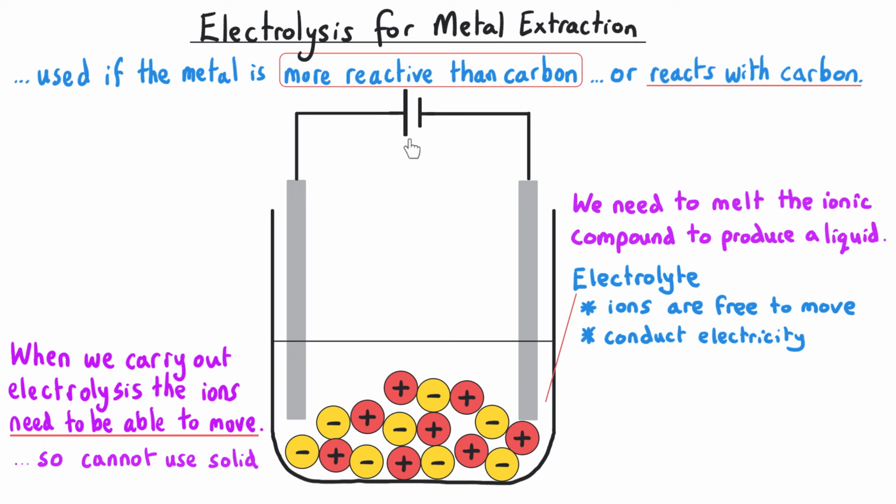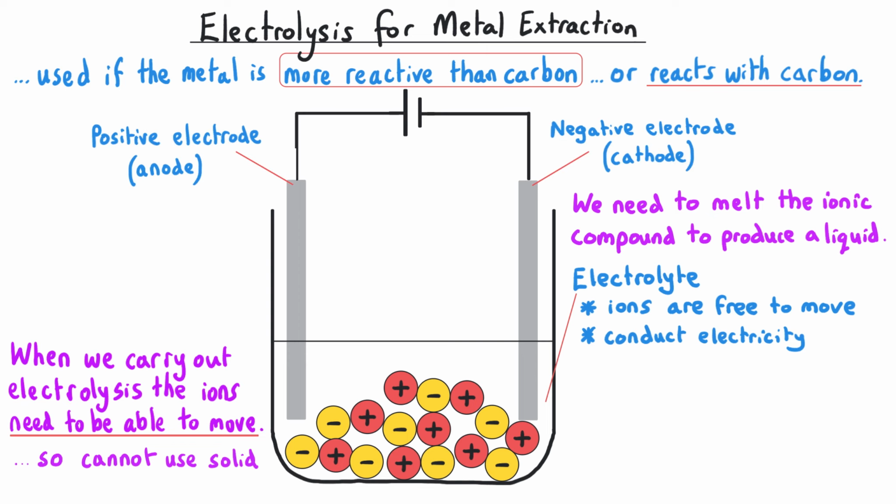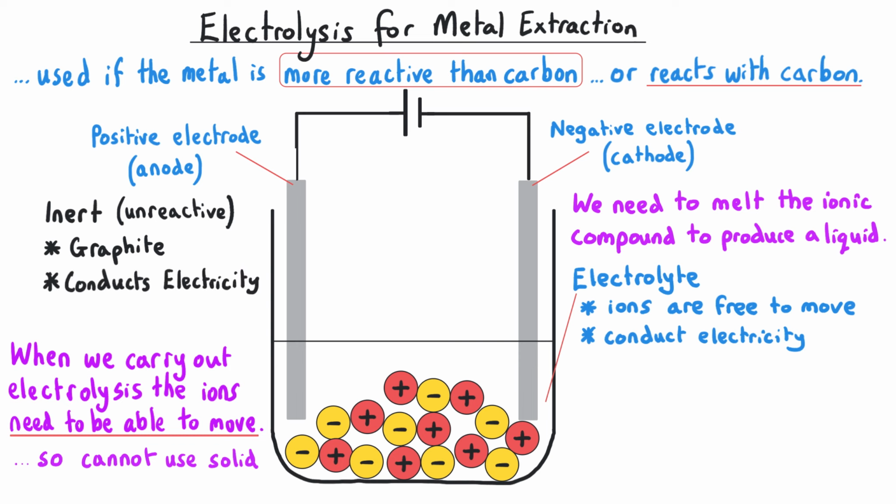And so when the power supply is turned on, the cell or the battery will provide the electrical energy that's needed to make the electrodes become positively and negatively charged. And we call the positive electrode the anode and the negative electrode the cathode. These will typically be made out of some inert material. That means it's unreactive. And most commonly we use graphite, which is a form of carbon. And that does have delocalized electrons which will conduct electricity. And these delocalized electrons move through the electrodes and through the wires.